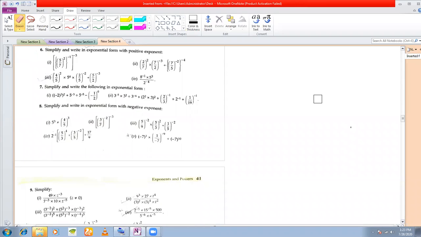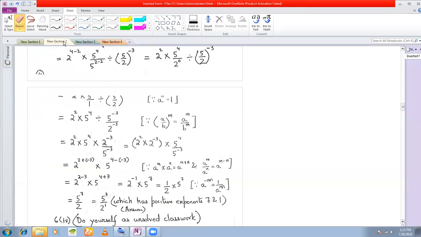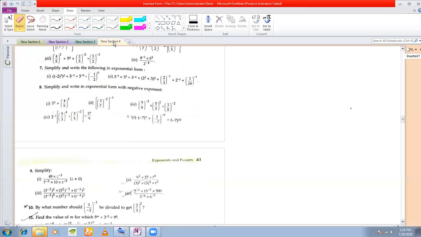Simplify and write in exponential form. 7. Which one have I done among these two? 7.1 I haven't done, so let's do 7.1. Do you have any doubts with 7.2? No, sir. Sure.